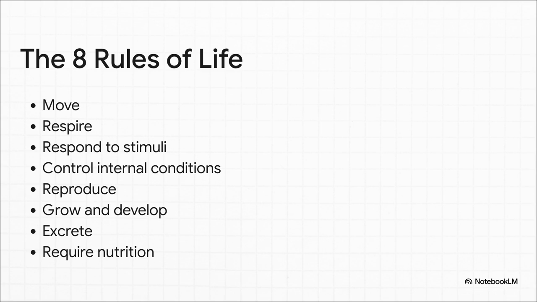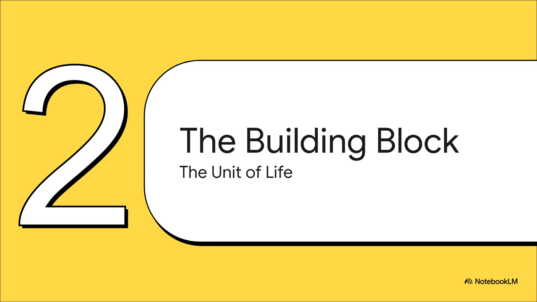First, living things have to interact with the world around them. They move, they breathe or respire to get energy, and they react to what's happening. Then, they have to take care of themselves, controlling their internal temperature, getting food, and getting rid of waste. And finally, the big one. They have to keep the species going, so they grow and they reproduce. If you miss even one of these, you're not in the game of life. Simple as that.